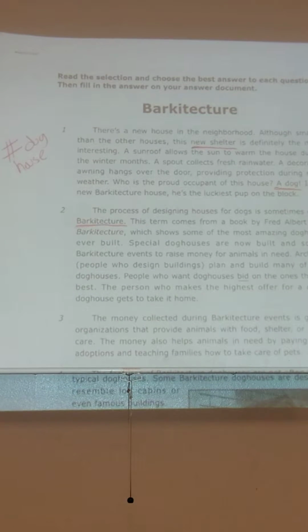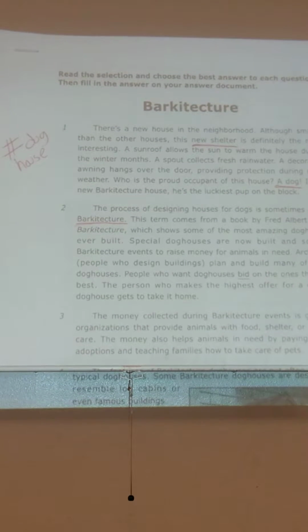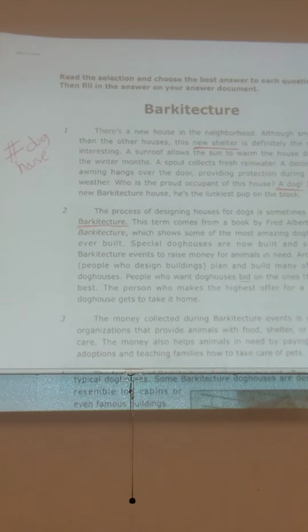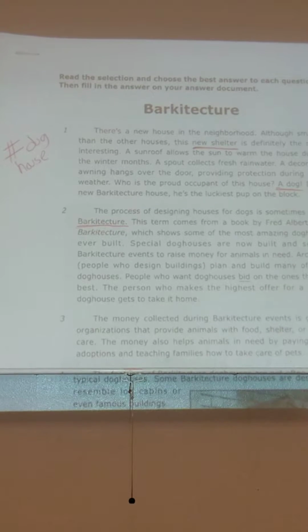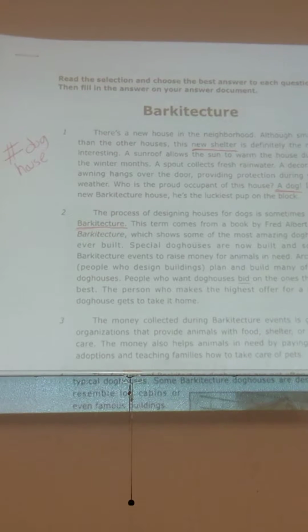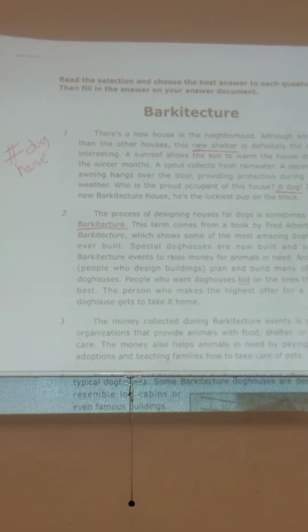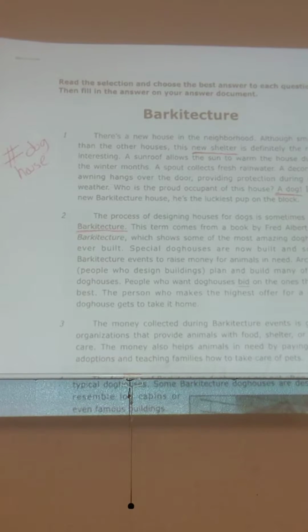Let's see. It's talking about the process of designing houses that came from a book called Barkitecture. They're small dog houses. They're built and sold at events to raise money for animals in need. Architects build the houses, and the people who bid the most get the dog house to take home. So where are they sold? To other people. No, where are they sold? Where can I go buy one? Special events. Only at special events. So we can write sold at events. Maybe we can write to highest bidder.